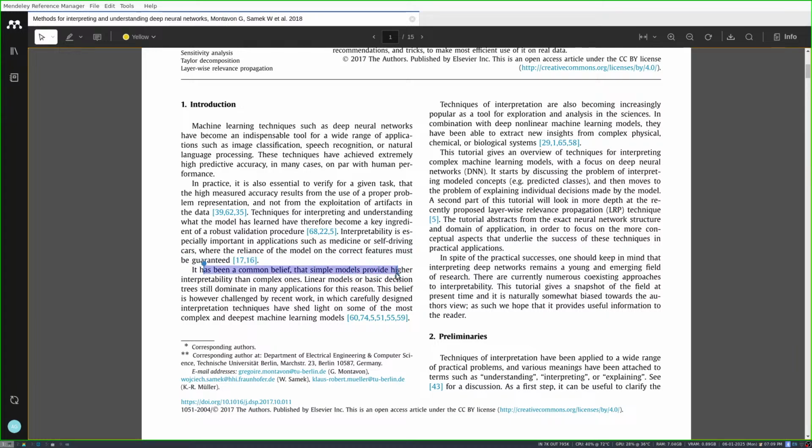Simple models provide higher interpretability than complex ones. It's a common belief that linear models or basic decision trees still dominate many applications for this reason. This belief has also been challenged by recent work in which carefully designed interpretation techniques have shed light on some of the most complex and deepest machine learning models.